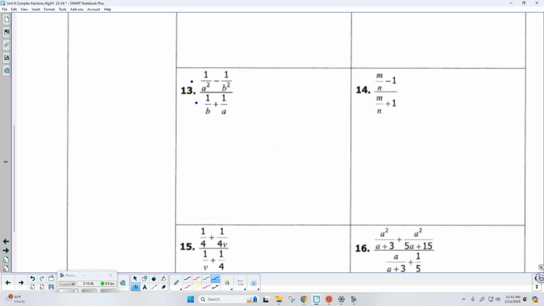How many people want the top? Okay, 1, 2, 3, 4, 5, 6. How many people want the bottom? Okay, 1. Okay, so we're going with the top. So 1 over a squared minus 1 over b squared. Can anybody tell me, what do you believe the common denominator is? A squared, b squared. There we go. A squared, b squared. So how in the world am I going to take care of that first fraction?